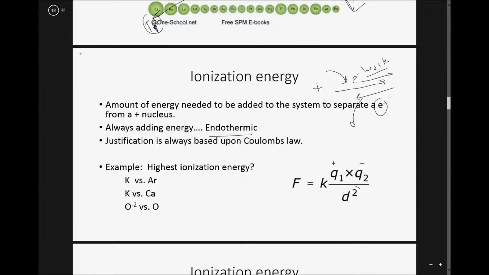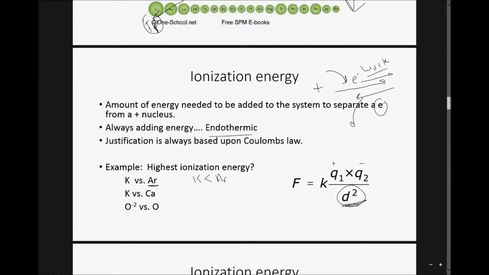Solely based on the distance between them. Again, using Coulomb's law or effective nuclear charge to describe the positive attraction to the nucleus based on a certain distance away. So we're just going by size. Potassium versus argon. Of course, argon is significantly smaller. It's one energy level smaller. So to remove an electron from argon is significantly more difficult. So potassium has a smaller ionization energy than argon.